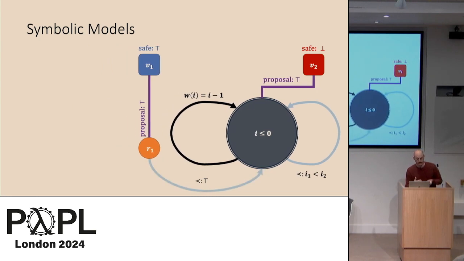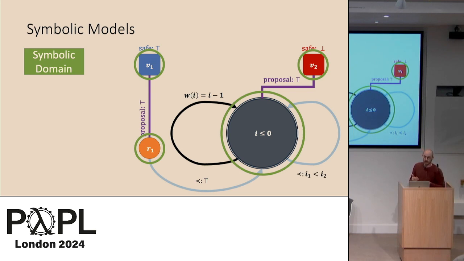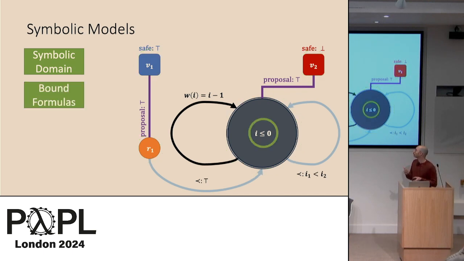This leads us to a finite symbolic representation of this model. So what do we have in this symbolic model? It's comprised of 4 parts. We have the symbolic domain, which replaces explicit elements in the model with symbolic nodes. We have 2 types of nodes: regular nodes, which are R1, V1, and V2, and they represent a single element. And we have summary nodes, which here is the dark node, which represents infinitely many elements. We use bound formulas to specify which subset of the integers are inside this summary node. So this summary node summarizes infinitely many elements specified by i less than or equal to 0.